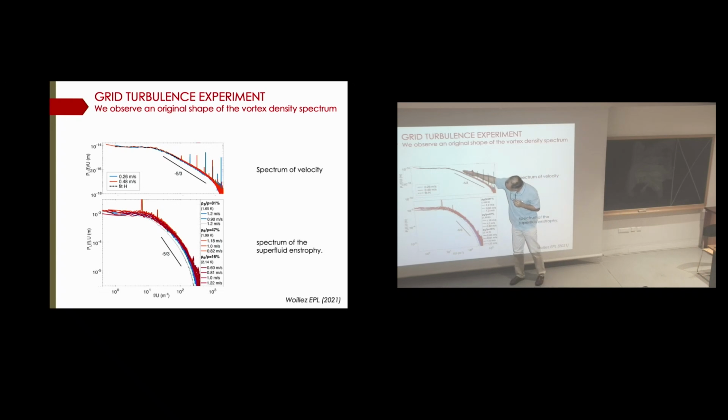It's not broader because we are in the near field of the grid, so the turbulence cascade is not completely developed yet. We expect it to go, according to the literature, that's what we expected. The turbulence intensity is about 10%. And this is the spectrum of vortex line density, or I would call it superfluid entropy, but I know you don't like the term.